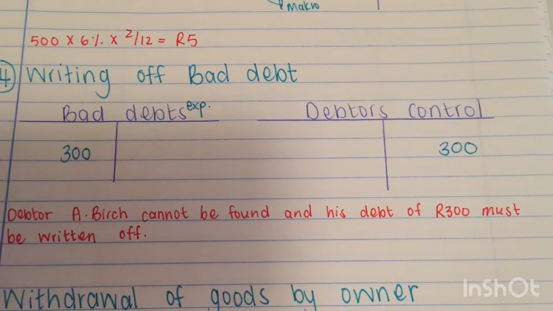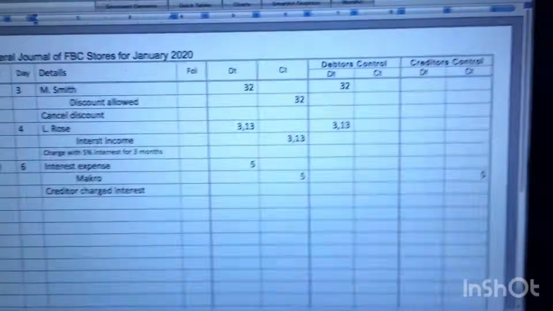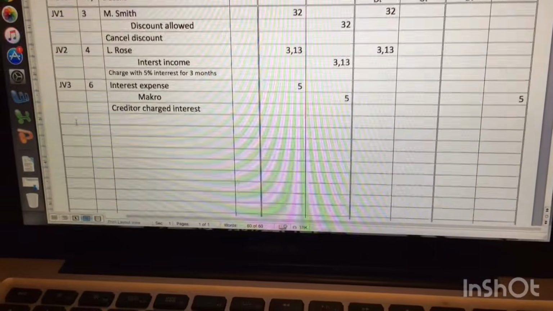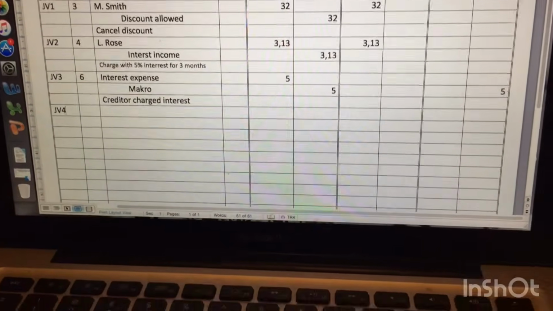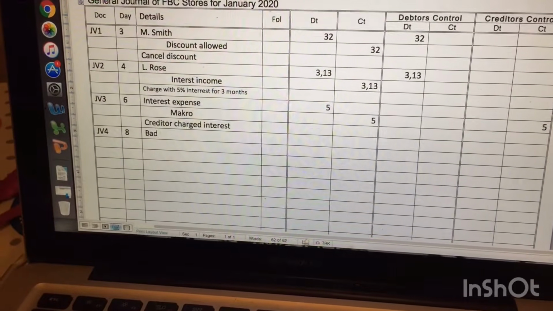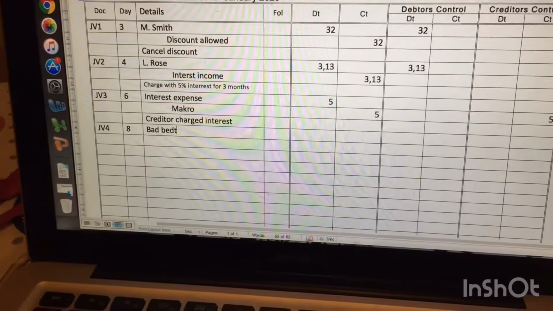So that's basically it. And then if I were to go and enter it into my general journal, I'm going to start with journal voucher 4. Let's say this happened on the 8th. The account debited is bad debts.